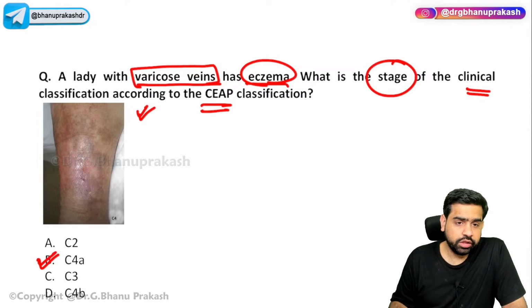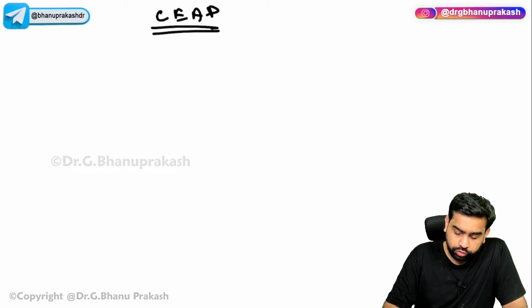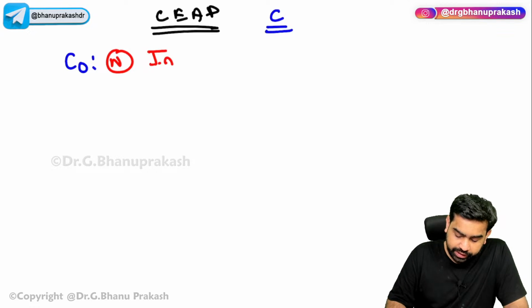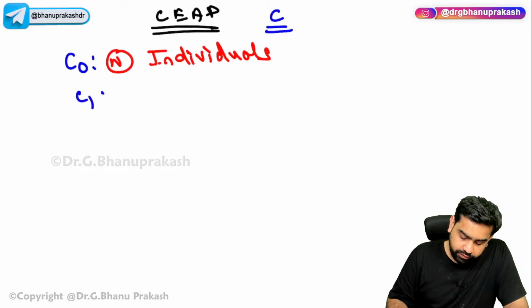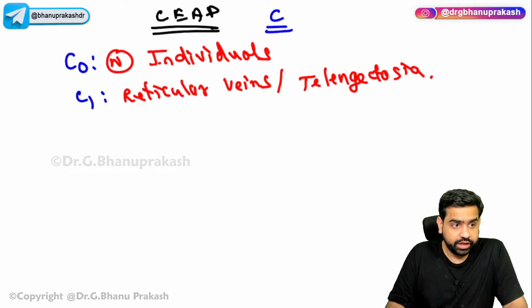Please try to understand this. CEAP classification is very, very important. So let's revise the CEAP classification. We are going to simply revise the C stage at this point of time. What is the C0? C0 basically means normal individuals. Then what is the C1? C1 is when there is a development of reticular veins or telangiectasia. Reticular veins or telangiectasia, that is the C1.